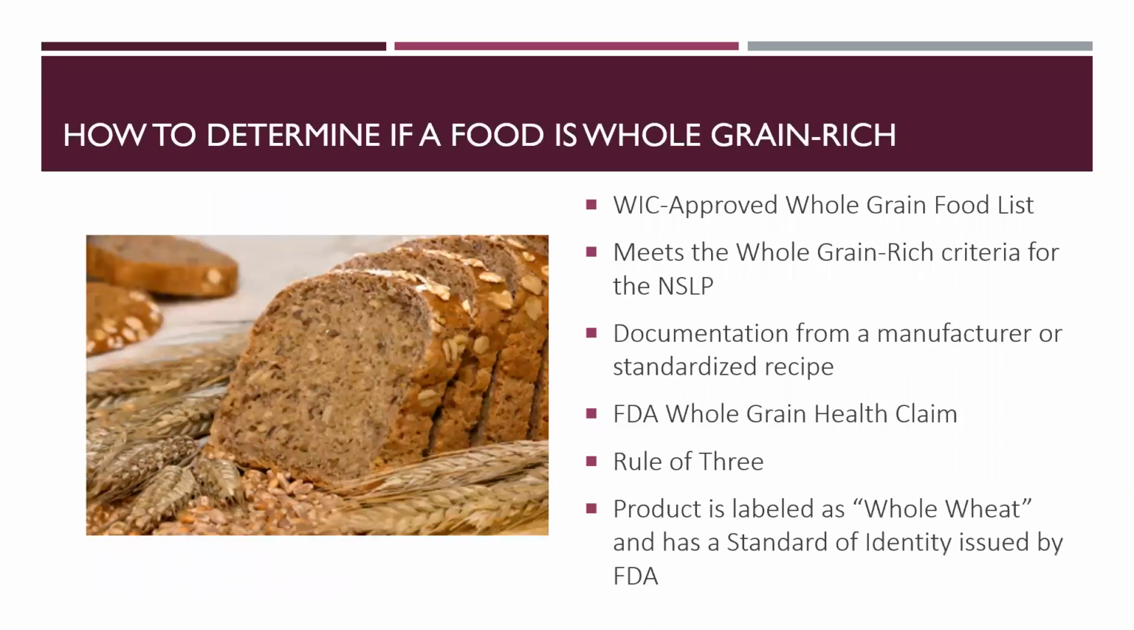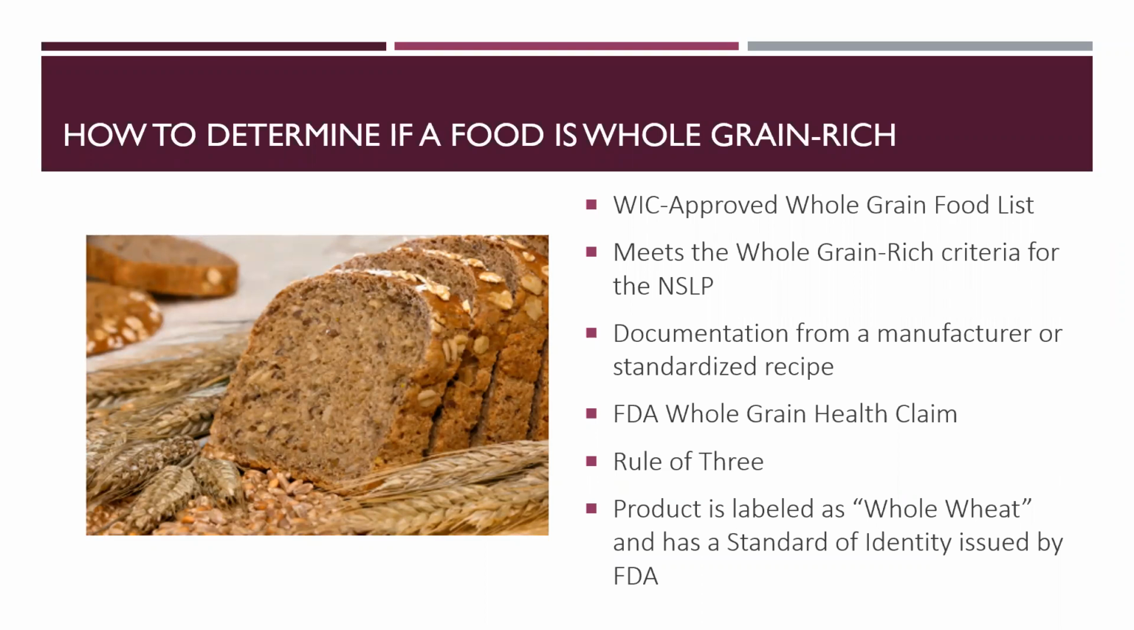So what does work? Let's talk about the 6 ways to determine whether a grain meets the whole grain rich criteria. Each state has a WIC-approved whole grain food list. WIC is an acronym for Women, Infants, and Children and is part of the Special Supplemental Nutrition Program.